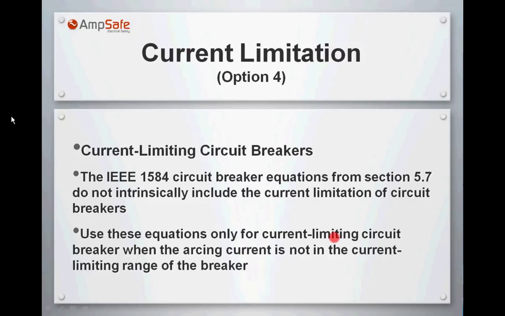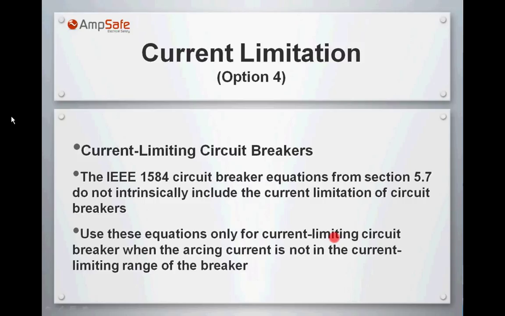Well, IEEE 1584 also has specialized equations for circuit breakers, and those equations are in 5.7. But those specialized equations do not consider the current limiting effect of breakers. They are for standard breakers, and the majority of the breakers are not current limiting, they're standard breakers. So you can definitely use the circuit breaker equations that IEEE gives you in section 5.7, but those do not include the current limiting effects of these breakers.